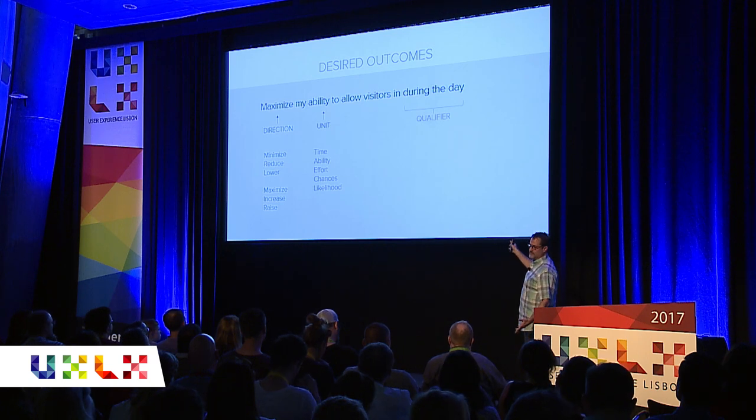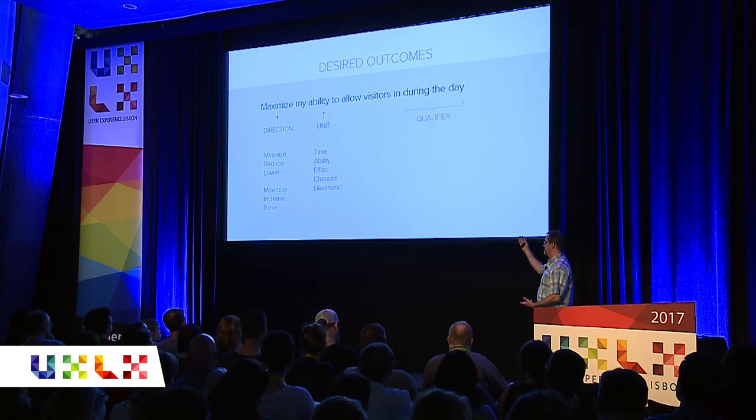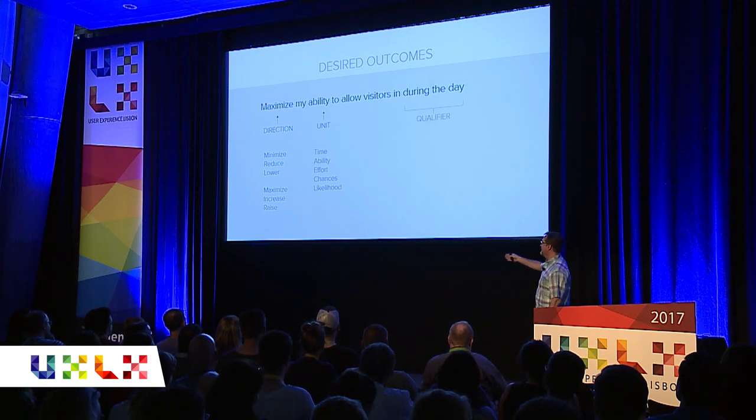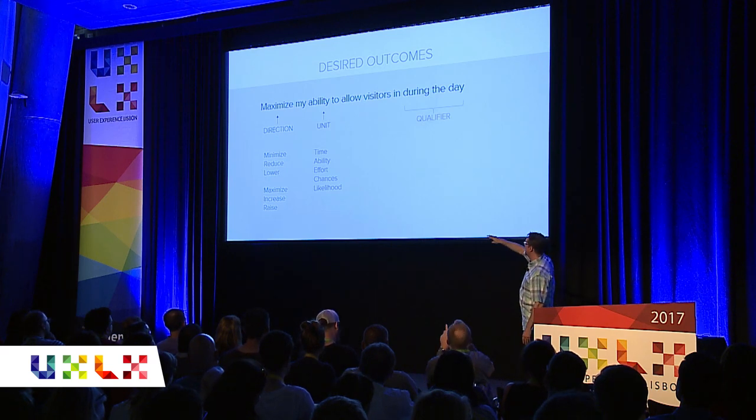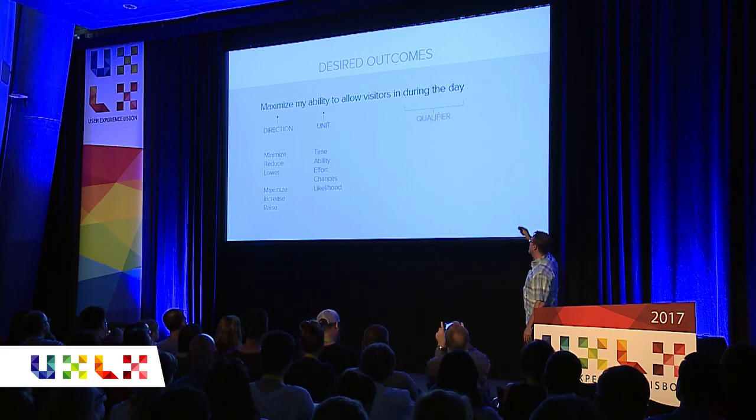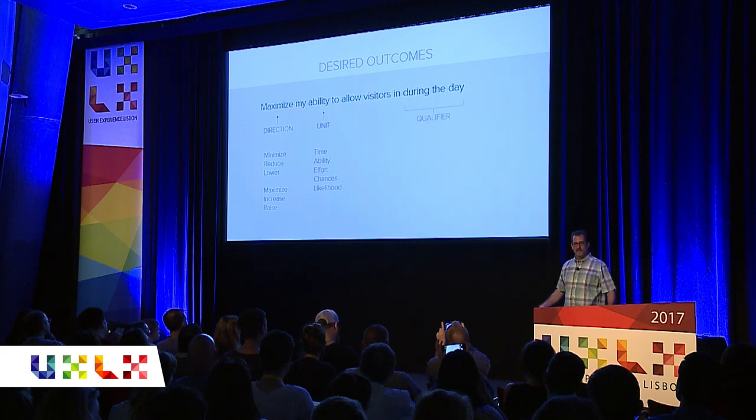The next element is a unit, usually a noun, that shows the thing that you want to move up or down. In this case, it's maximize my ability, and then you have a qualifier to allow visitors in during the day. So you do observations of the world, look at the job to be done, and collect these desired outcome statements in a qualitative way.